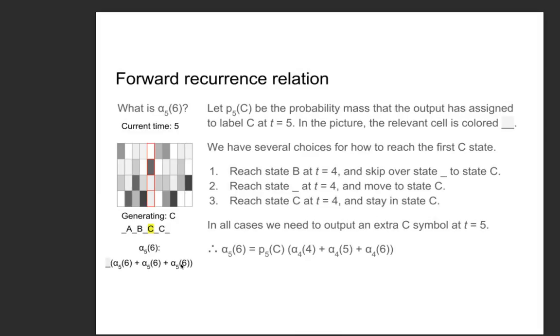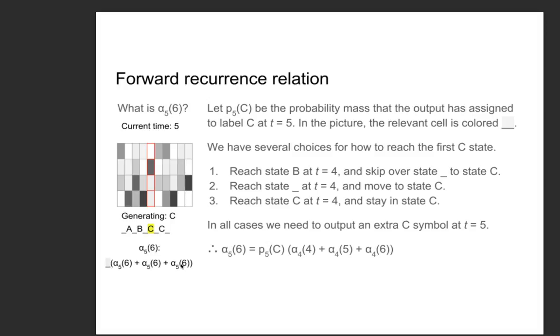And so here's where we talk about this recurrence relationship. To get to this point where we're at time 5 and we're at the first C state, there are only several different ways we could have gotten there. Possibility number 1 was that we were at the B state at time 4, and we skipped over the blank to get into the C state at time 5. Possibility number 2 is that we were at the blank state, and we've moved normally to state C. The last possibility is that we were at state C at time 4, and we stayed there for time 5. In all of these 3 cases, you would get a valid path that gets to time 5 and is on state number 4, which is the first C state.